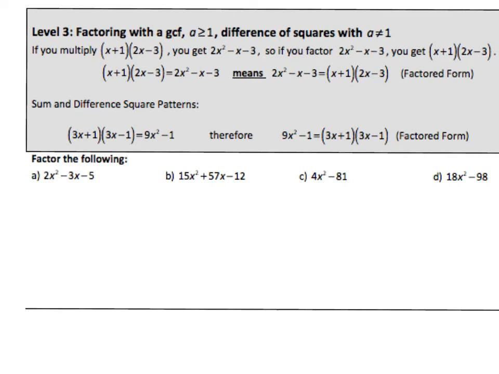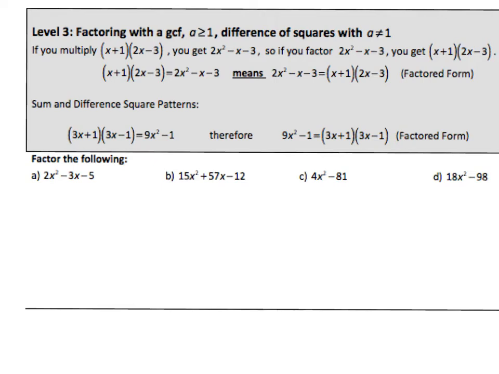Okay, level 3 is factoring with the greatest common factor where the first number is greater than 1, and with the difference of squares where the first number is not equal to 1 like it was in level 3. So a little combination of level 1 and level 2 is put together here.